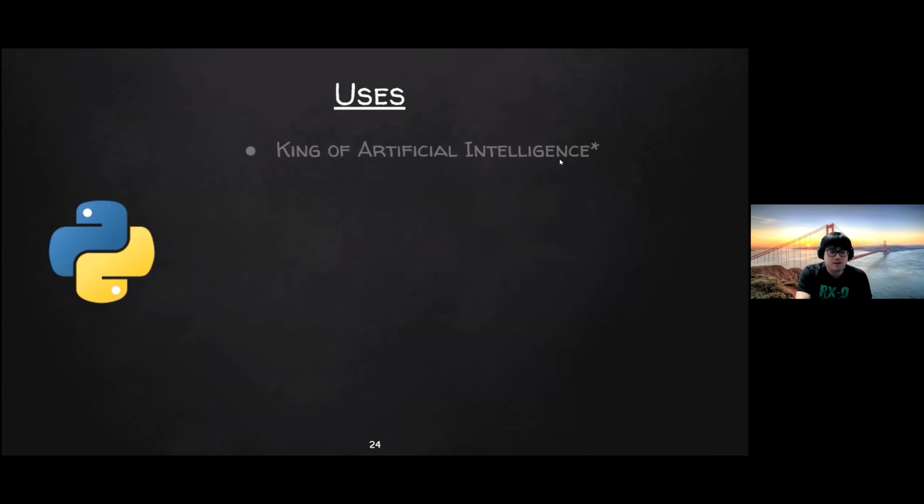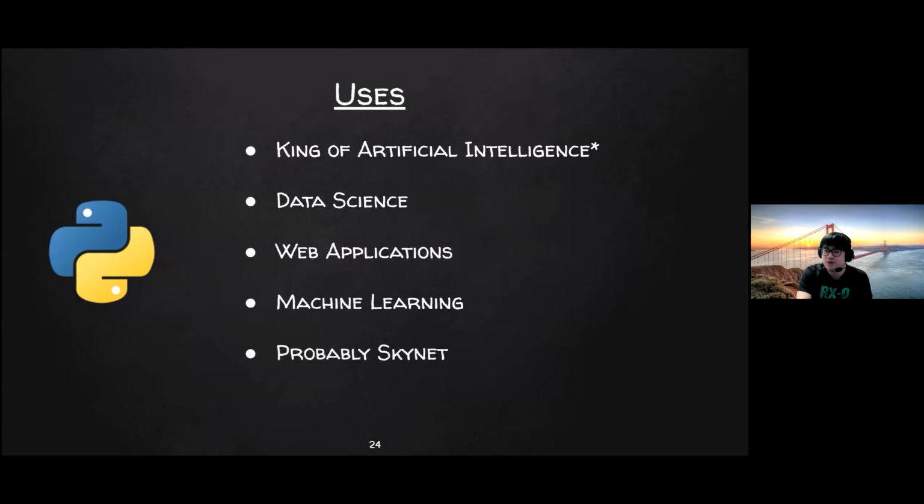What uses Python? Well, it's arguably the king of artificial intelligence. Okay, and basically, data science, machine learning, all the trendy tech talks and things that you hear online nowadays, blockchain and metadata and all those things. Python is really, really good at that.